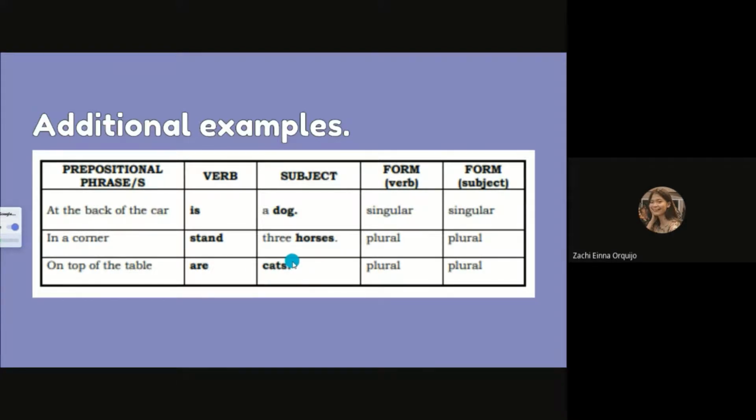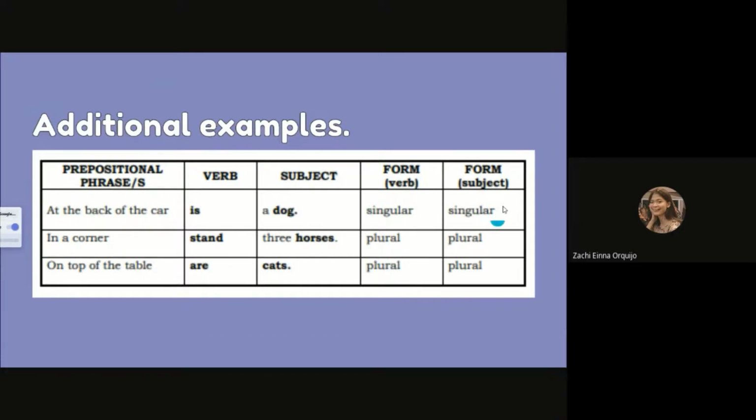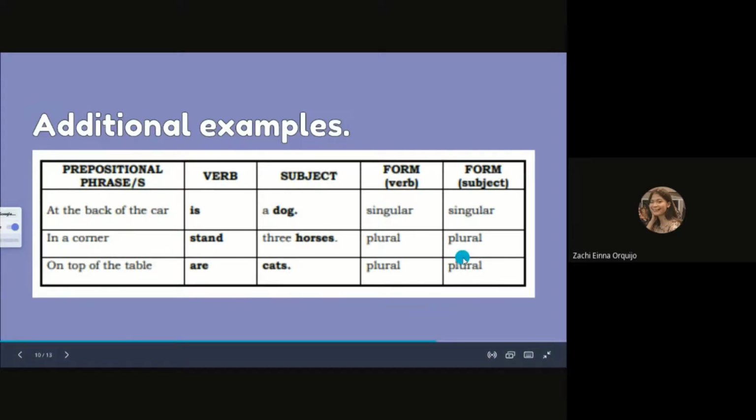Kasi kapag one lang to, dapat cat lang to. Walang S. Pero dahil may S, ibig sabihin more than one yung pusa na pinag-uusapan natin. That's why our verb is are. Kasi yung are, ginagamit natin kapag marami or more than one yung subject natin. So our verb is are, which is plural, and our subject is cats, which is plural.